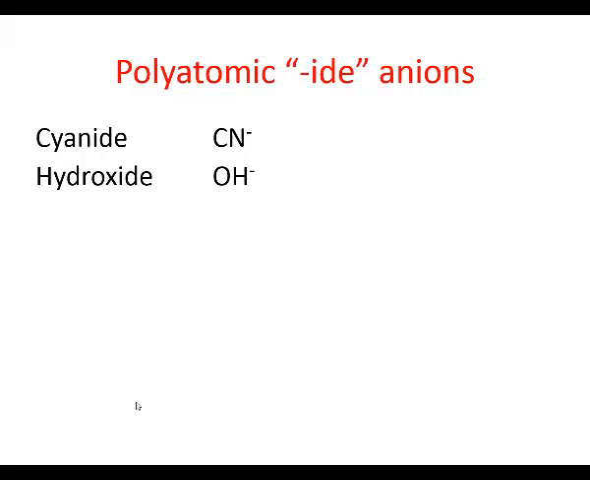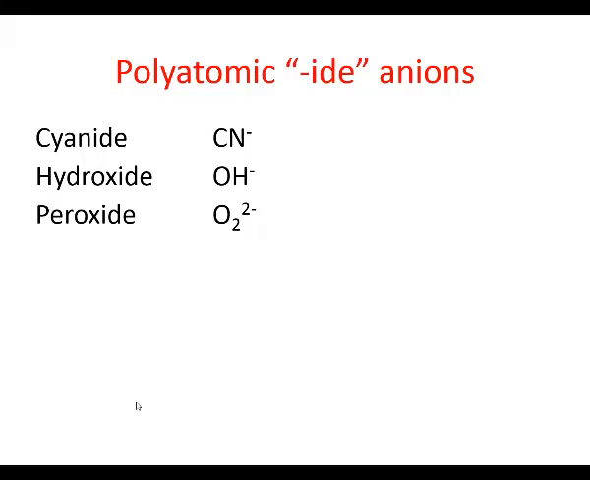Hydroxide breaks our IDE rule. It's not monoatomic. Hydroxide is important when we start naming our bases. So I would like you to learn that it has a formula with 1 oxygen, 1 hydrogen, and a -1 charge. Peroxide is the 3rd IDE anion I would like you to learn at this point. It happens to be a polyatomic ion because it has 2 oxygen atoms and a -2 charge. So those 3 polyatomic anions you should learn at this point.